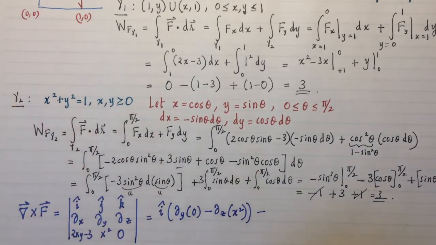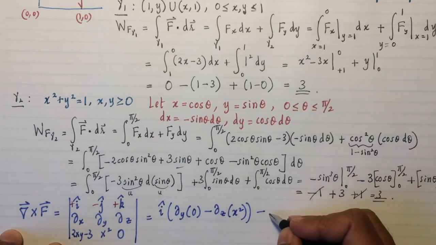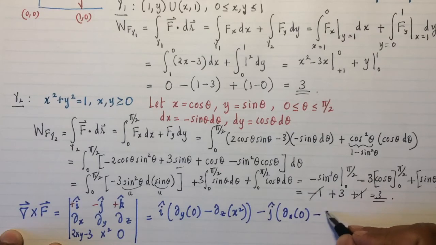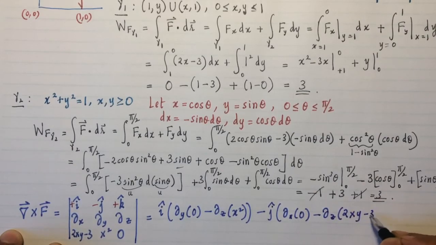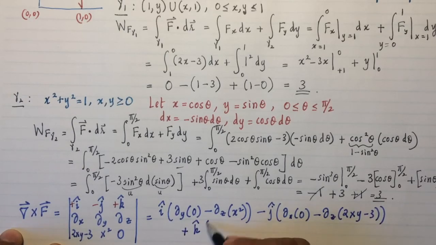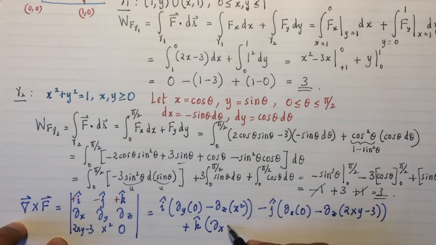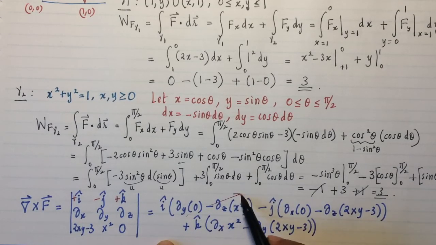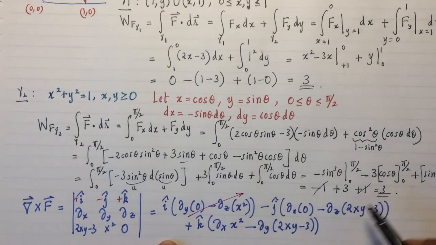Remember, that's a plus, that's a minus, and that's a plus. Those are the minor assignments of the cofactors, so sign assignments. So j hat del x times 0, operating on 0 rather, del z operating on 2xy minus 3. Plus k hat operating as follows: del x operating on x squared minus del y operating on 2xy minus 3. It's pretty evident that this is 0, because that's 0, since partial with respect to z of x squared is 0. That's 0 and that's 0 because there's no z in this function.